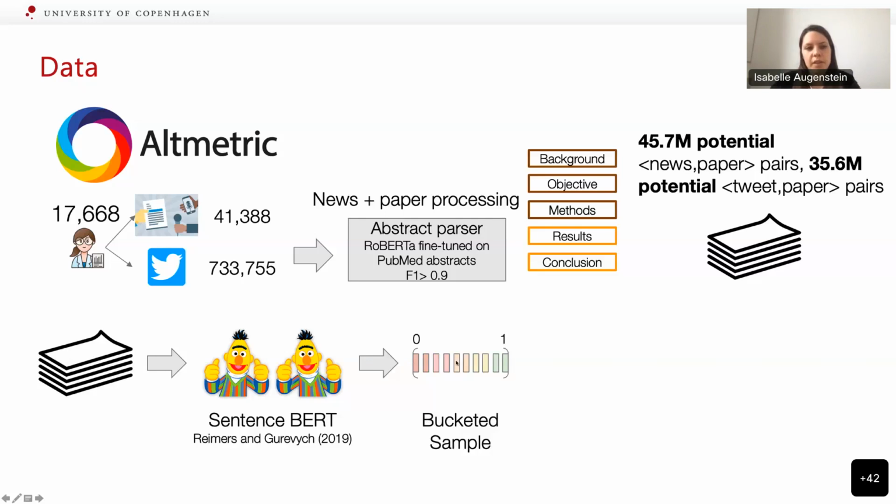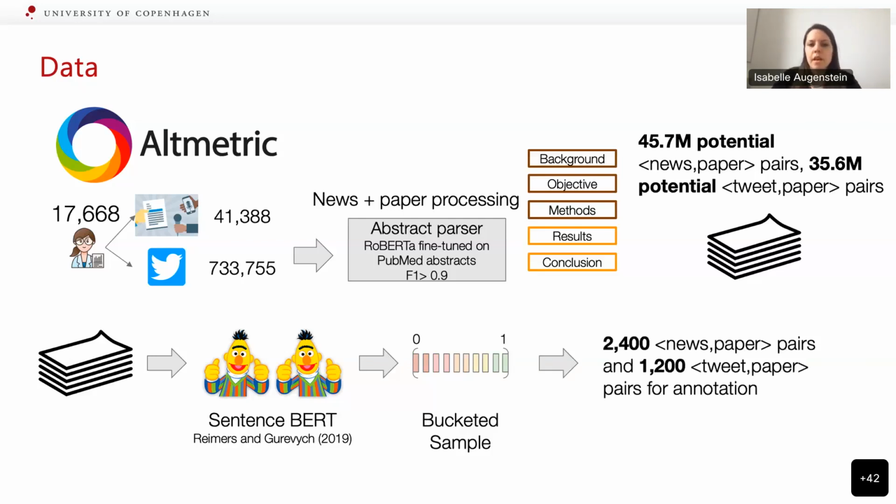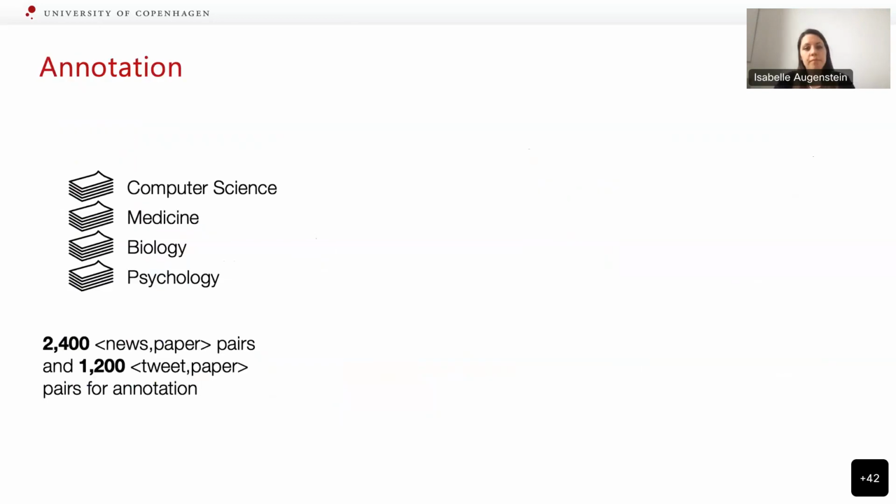We then get the bucketed sample here. So this SBERT model produces a value between 0 and 1, and we do stratified sampling in these different increments. And we decide to sample 2,400 news and paper pairs, and 1,200 tweet and paper pairs for annotation here. And I've said we also focus on different domains. So here we have computer science, medicine, biology, and psychology.